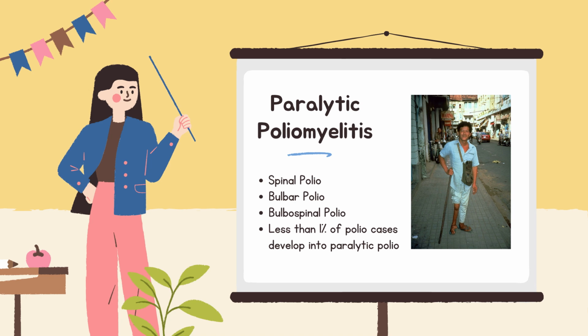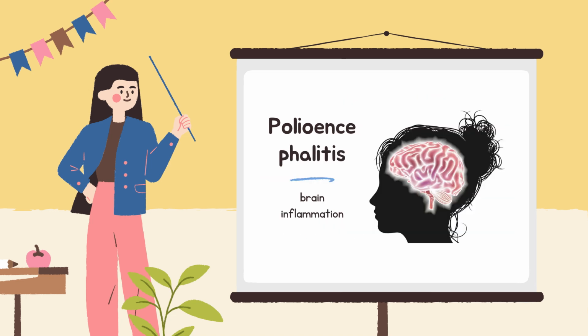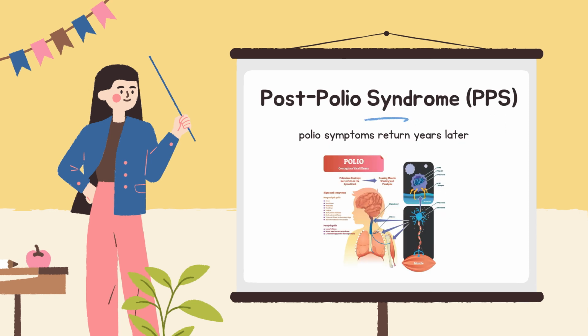Paralytic polio is further classified into spinal polio, affecting the limbs; bulbar polio, affecting breathing and swallowing muscles; and bulbospinal polio, a combination of both. Less than 1% of polio cases develop into paralytic polio. Polioencephalitis, a rare form that mainly affects infants, causes brain inflammation. Post-polio syndrome, PPS, is a condition where polio symptoms return years later, affecting muscle strength and mobility.